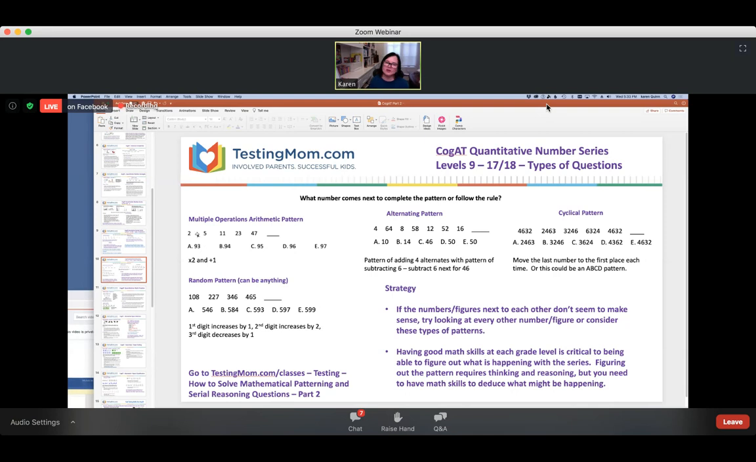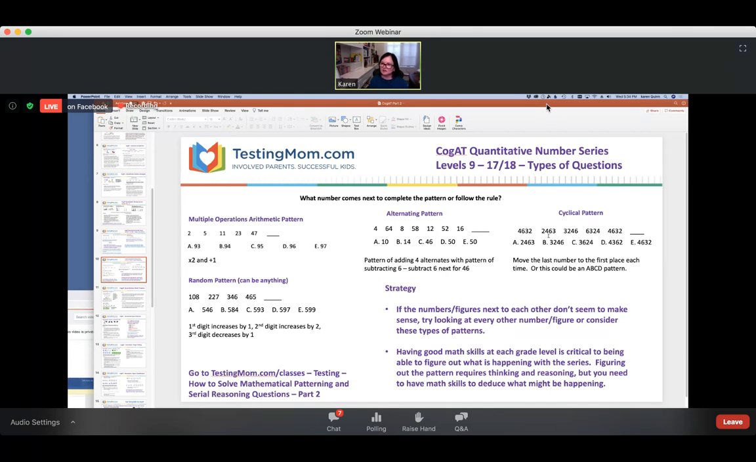This one is what we call a multiple operations pattern, an arithmetic pattern. It's times 2 plus 1 to get to each one of these. So you multiply by 2 and add 1, multiply by 2, add 1. So that's one type. Then the alternating pattern, which we looked at before, where the pattern of adding 4 alternates with a pattern of subtracting 6. So 4 to 8, we added 4, add 4, add 4, and then subtract 6, subtract 6, subtract 6.